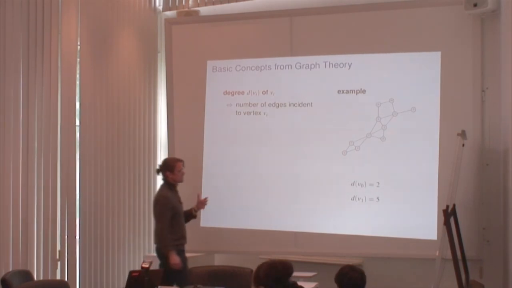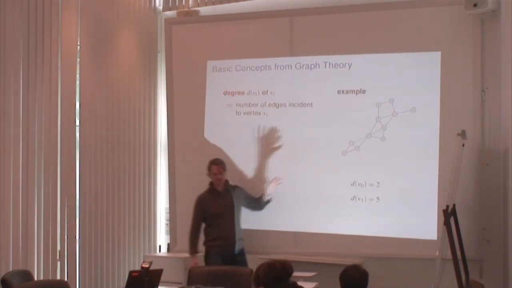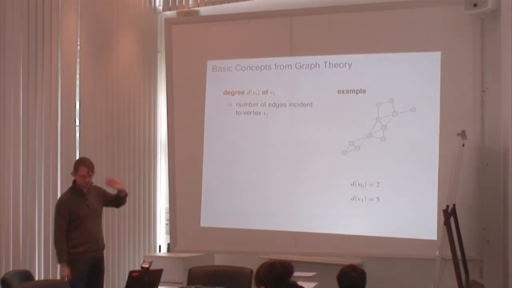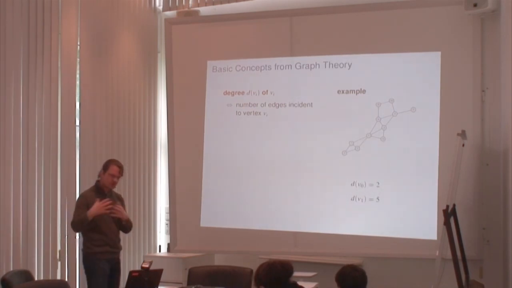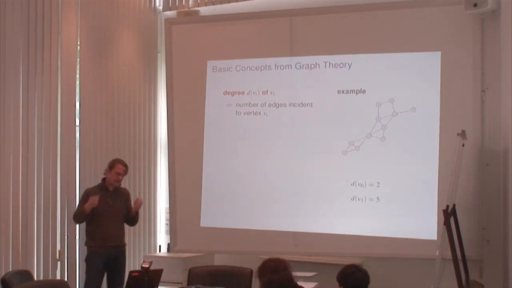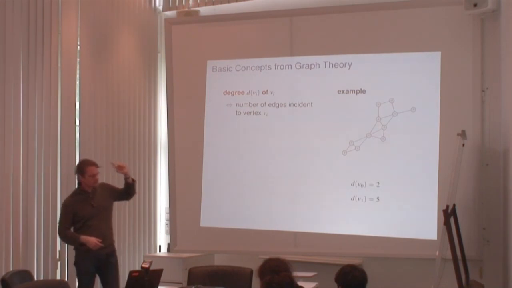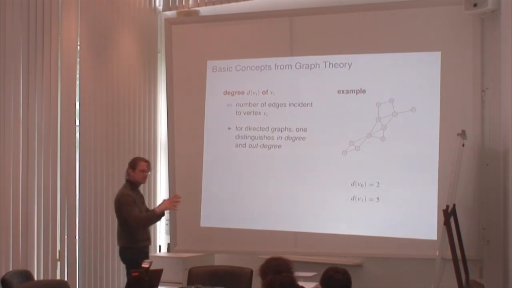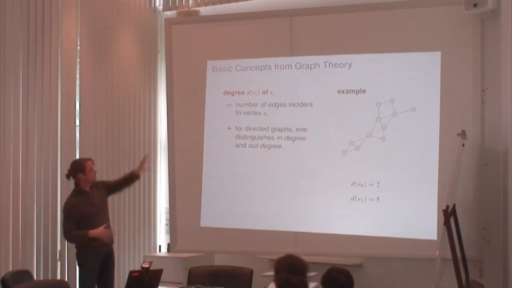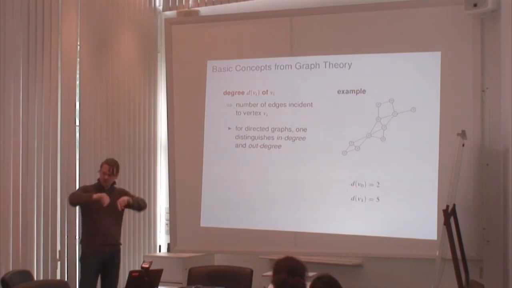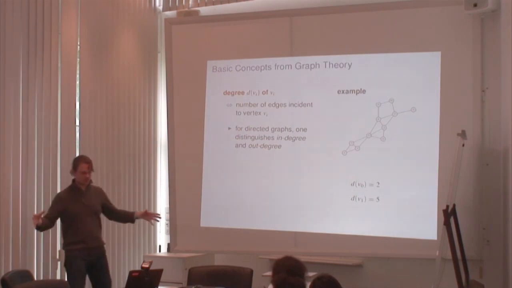Right? And by the same token, the degree of vertex 1 is 5, because there are 5 edges that either end or start in vertex 1. And you can take it from there. I said we do not distinguish whether an edge ends in vertex 0 or starts in vertex 0. However, if the graph was directed, then we can distinguish that, and we can specify this notion of the degree of a vertex to the in degree. That would be the number of edges pointing to a vertex, and the out degree would be the number of edges leaving that vertex.